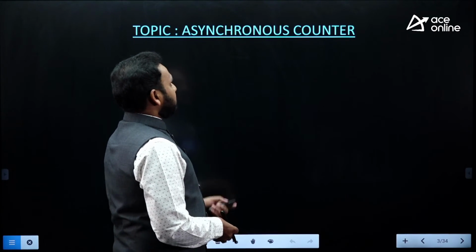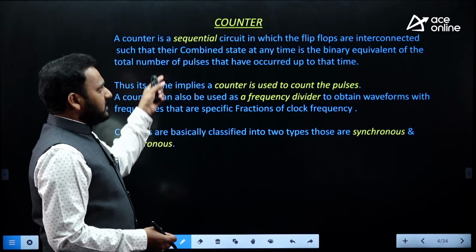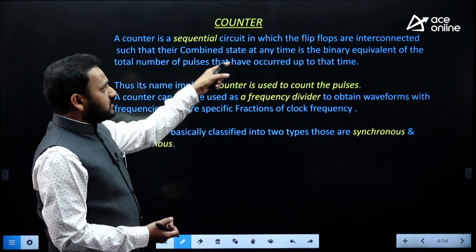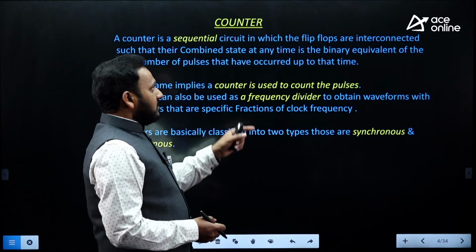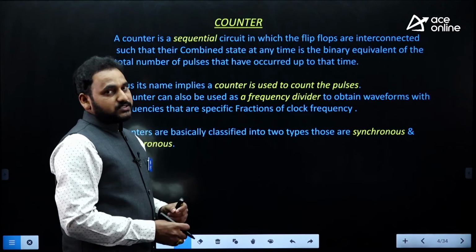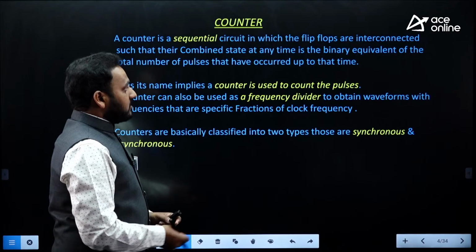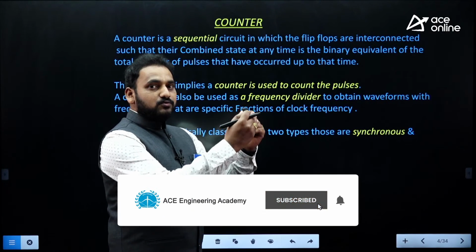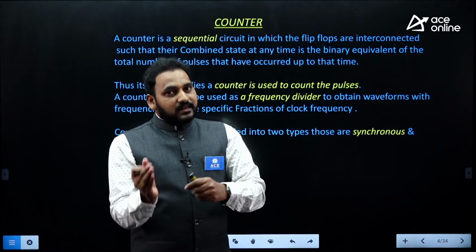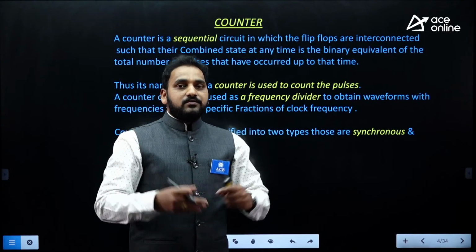The counter is simply an interconnection of n number of flip-flops, such that the combined states at any instant of time give you the binary equivalent of the number of clock pulses given externally to the counter up to that time. At time t equals t0, we start giving the clock pulse to the system. At time t equals t1, n number of clock pulses have been completed, and the counter will give you that count value in the display unit.